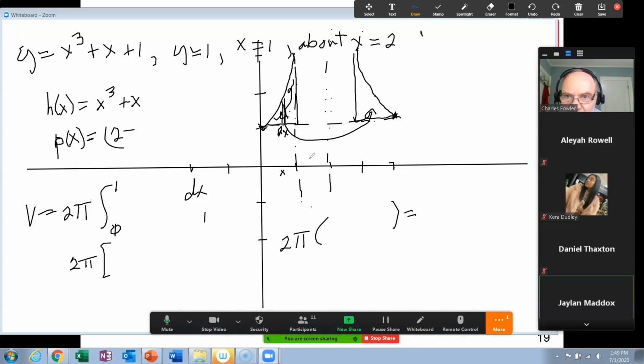2 minus, let me try that again. 2 minus a 1 minus x. That's what I'm saying, and I'm not getting the same thing. And let's see if that gives it to us. That would be 1 plus x. When x is equal to 0, now that's still not giving it to us, right? The radius, when x equals 0, should be 2. And when x equals 1, it should be 1.